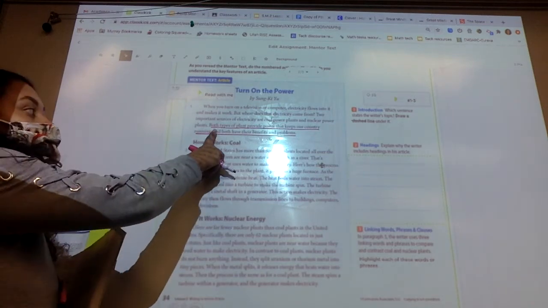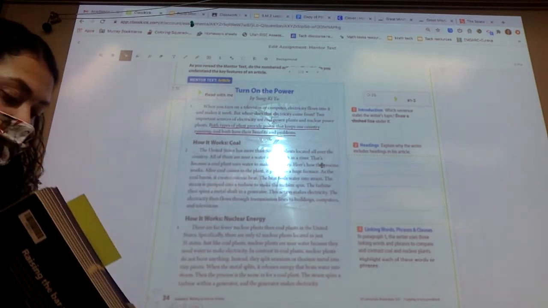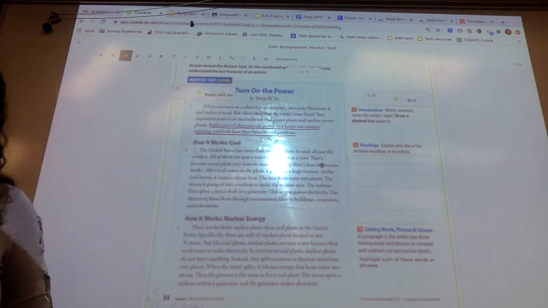Wait. Does it say both? Both types of plants. Both types of plant provide power.